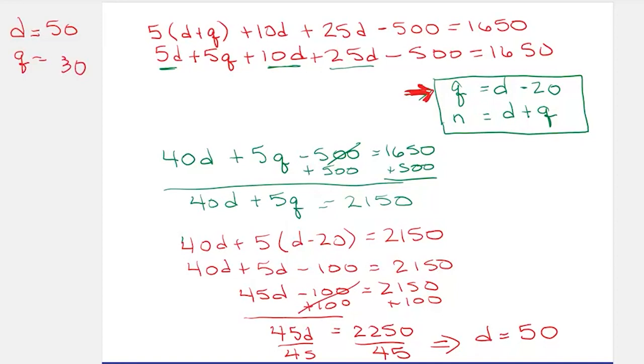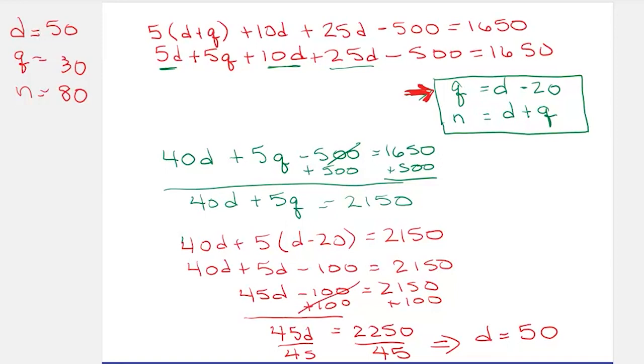And then I just have to know how many nickels I have. Well, nickels I have is Q plus D, which is 50 plus 30, or 80. So I've now found out how many of each thing I have. I have 50 dimes, 30 quarters, and 80 nickels.